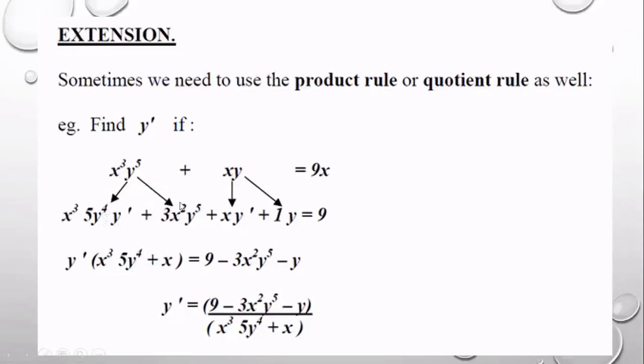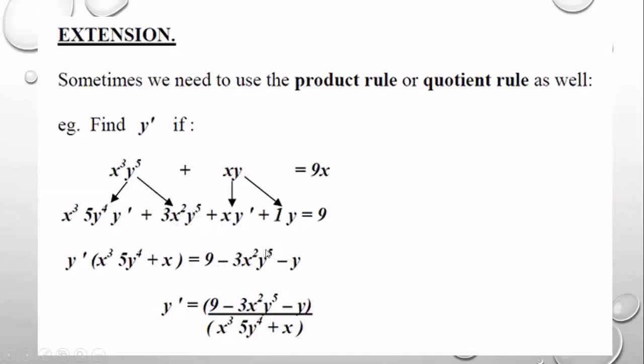Plus, here xy also, two variables, uv. Keep x. xy means keep x, differentiate y, that is y dash. Plus, keep y, differentiate x, which is 1. Equal to 9x, which should be 9. Don't put 0. So now you take y dash. Here y dash is there. Here y dash is not there. So you want to move it to the other side: 9 minus 3x square y to the power 5.